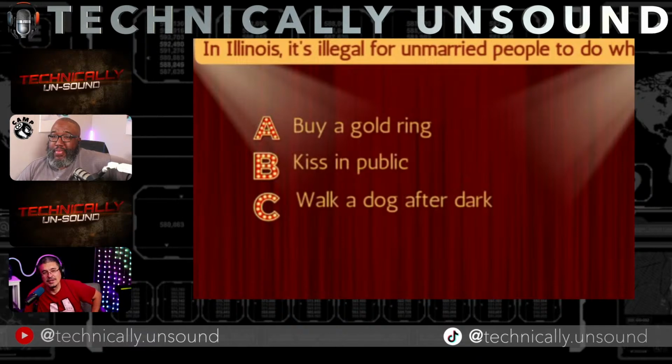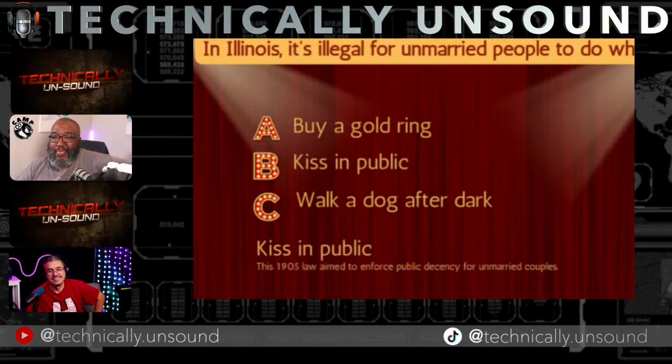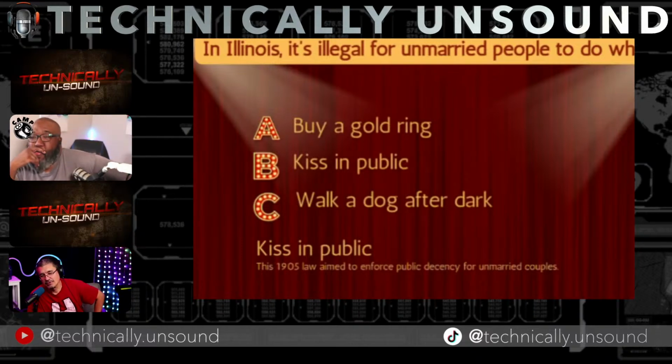In Illinois, it's illegal for unmarried people to do what? Buy a gold ring. Now I'm going to say kiss in public. Yeah, it's the obvious choice. This 1905 law aimed to enforce public decency for unmarried couples. But are these still on the books is the question. Yeah, see, I'm not sure about that. These are all from ChatGPT, by the way.